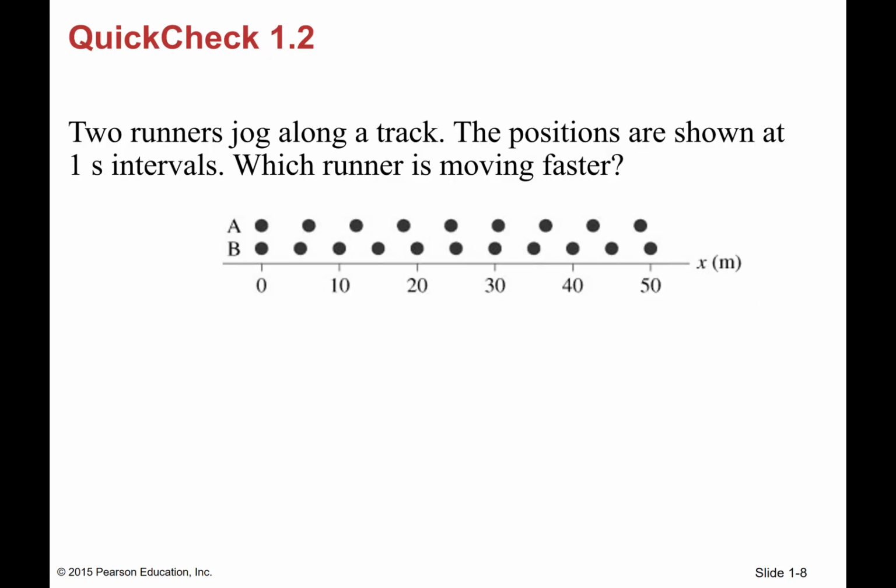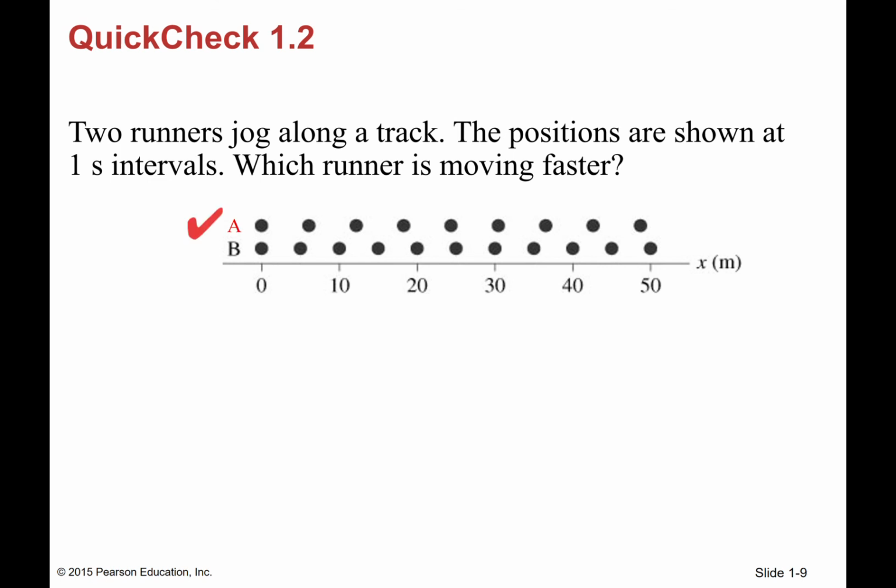So we have a question here. We have two runners and they are both jogging, and you have motion diagrams for the two runners, and here you have the position of those dots. So these are motion diagrams, and the question is which runner is moving faster, A or B? Again, take a minute to answer this question. Just pause the video, take a minute, and then come back.